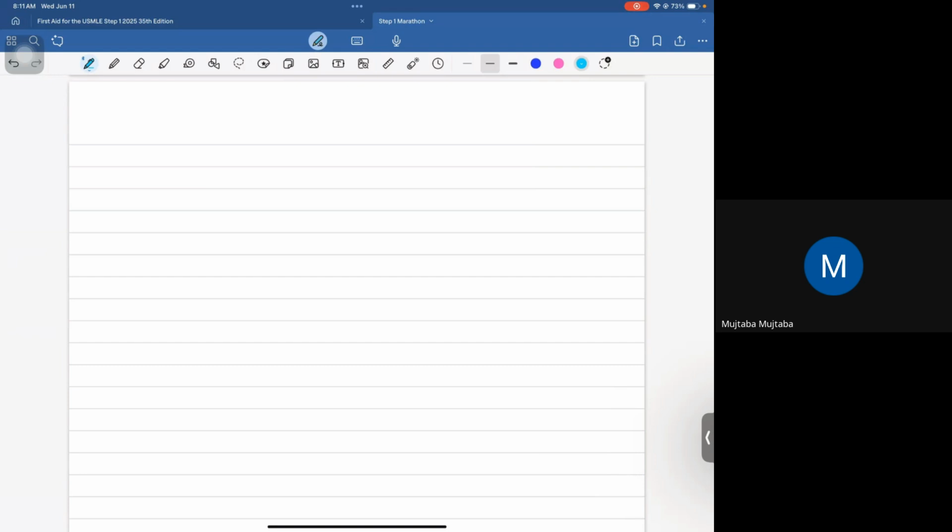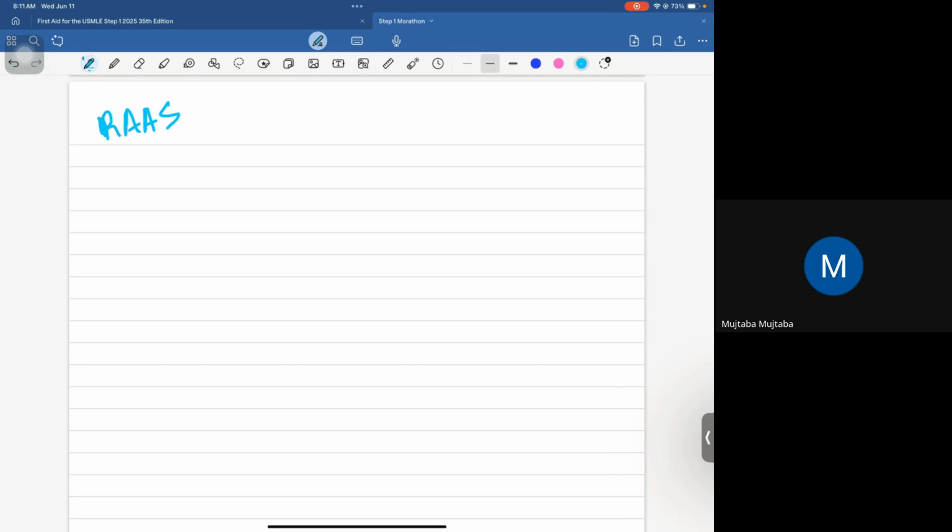Okay, so the next system is the renin-angiotensin system, or the RAS system, that we are going to do today. Now, what is the RAS? What is the renin-angiotensin system? So this is a very important system formed by the kidneys.